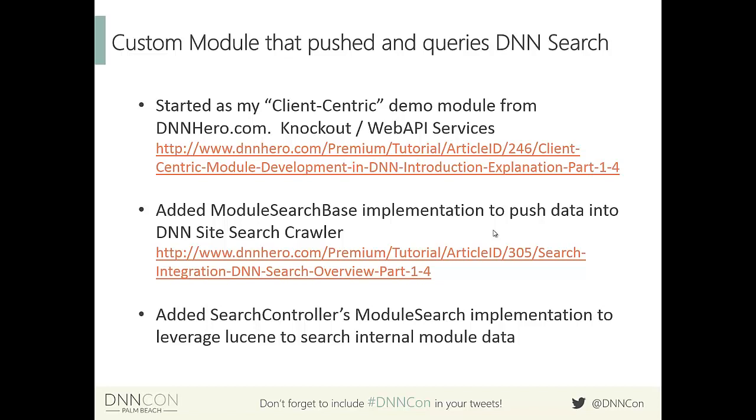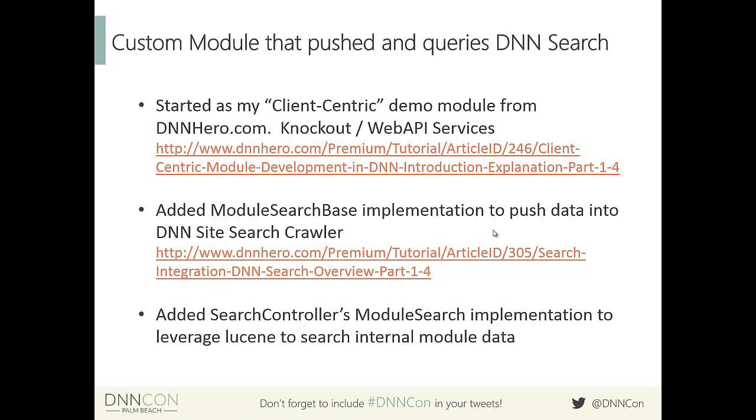I extended that to be a complete client-centric demo, which means it's the same logic, but it's all built in the Knockout Web API approach, where it's all done as a client-centric, JavaScript directly to services approach with no postbacks or server-side code. So I started with the client-centric demo. And then for my DNN Hero subscribers, I just did recently a video on module search-based implementation, which is how can you get your custom module data into the Lucene search.